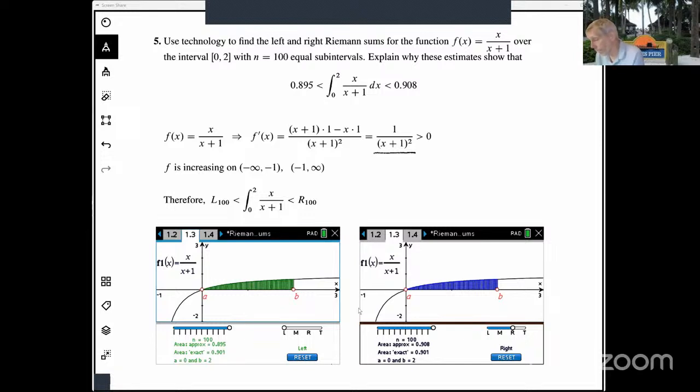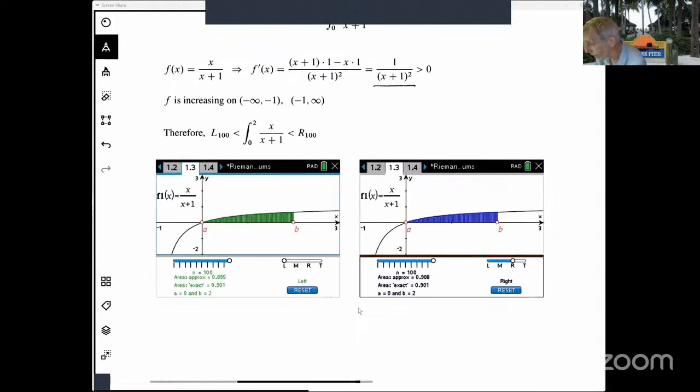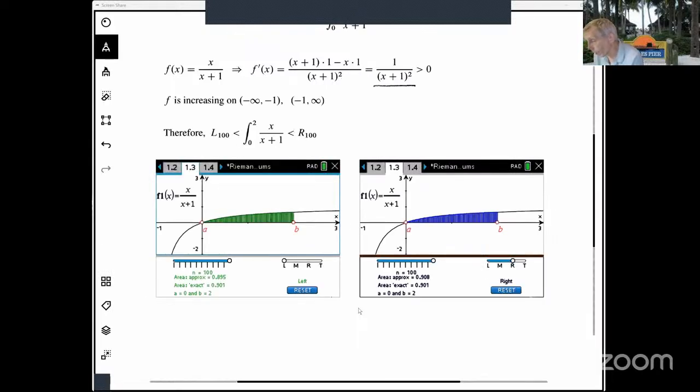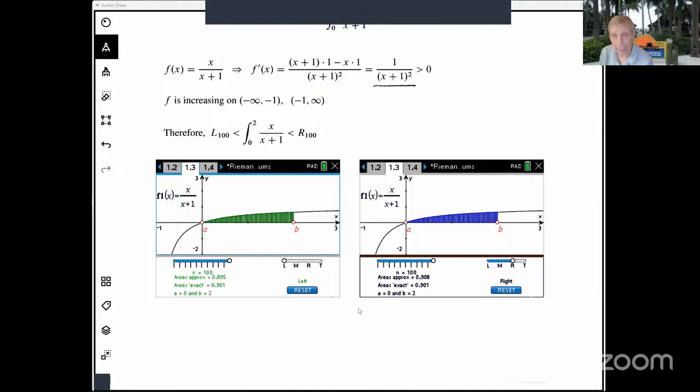So that's a little extra step I had to do here. And then I went back to that TNS file that we talked about earlier, changed my function to x divided by x plus 1, changed to n equal to 100. Kind of tough to see all those rectangles in there, but they're there. And I got 0.895 and 0.908. How about that? So a little extra here to show that the function is increasing, which allows me to show that inequality. That's neat.